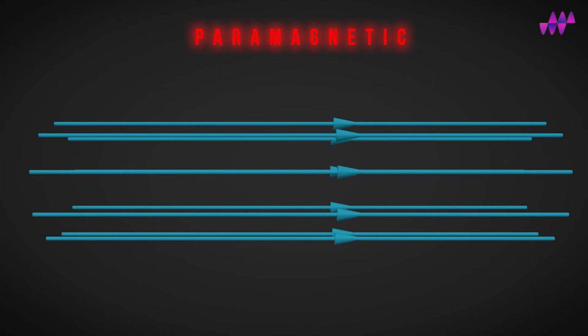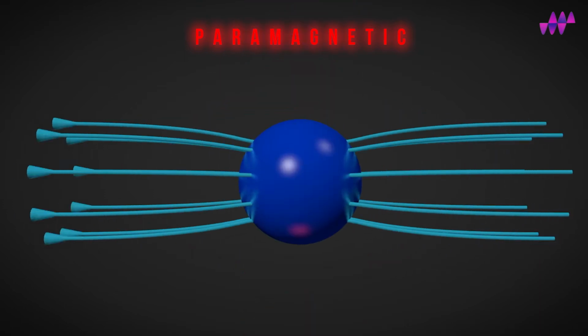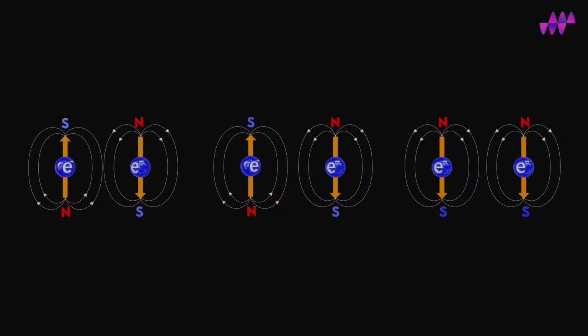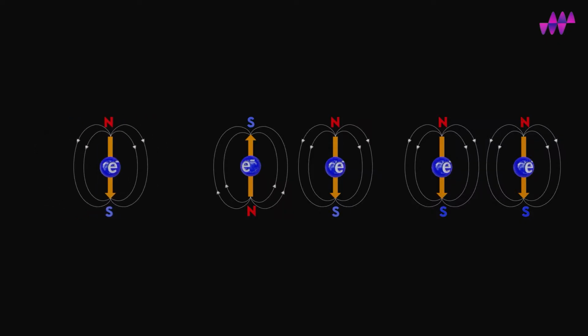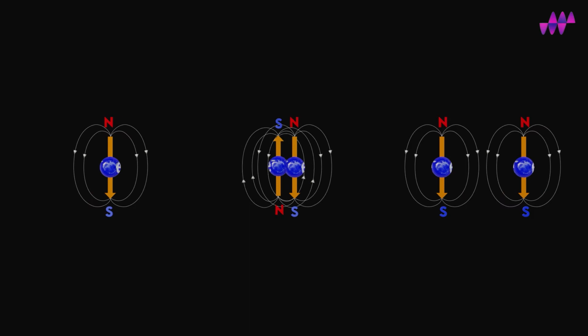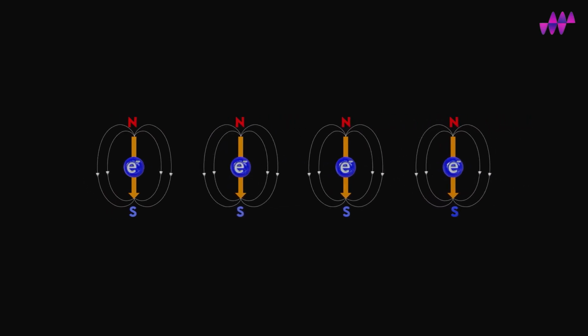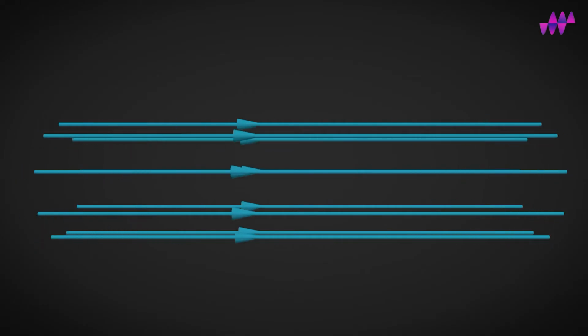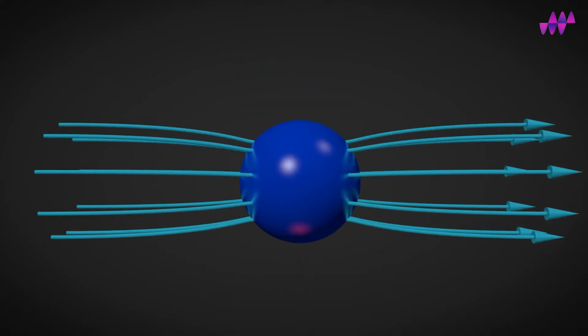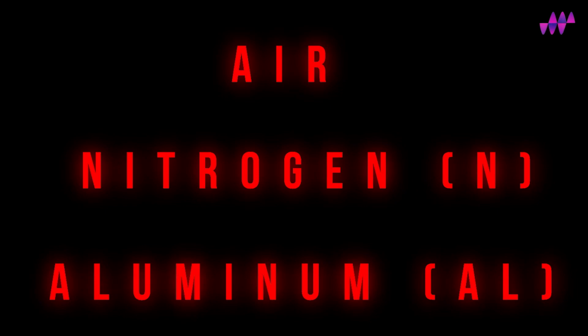Paramagnetic objects are materials which do not oppose the magnetic field and are weakly attracted by it. Paramagnetic materials have some electrons spinning in one direction, and some electrons spinning in the opposite direction, resulting in a small magnetization. These materials can be magnetized, and when the magnetization source is removed, their magnetization is lost. Air, nitrogen, and aluminum are examples of paramagnetic materials.